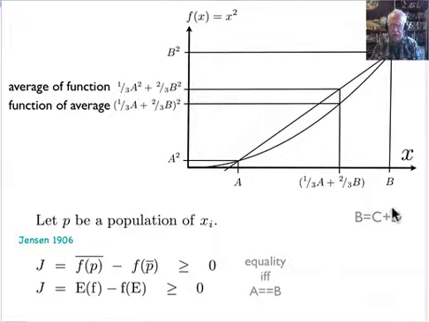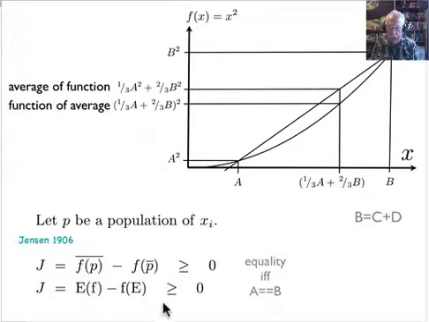So in general, we can manufacture any weighted average with this property: the average of the function is greater than the function of the average, because this point is lower than this point. So now let's let the variable p be a population of x sub i. This guy Jensen came up with the idea that the average of the function minus the function of the average is greater than 0. Another way of saying it is the expectation of the function is greater than the function of the expectation.